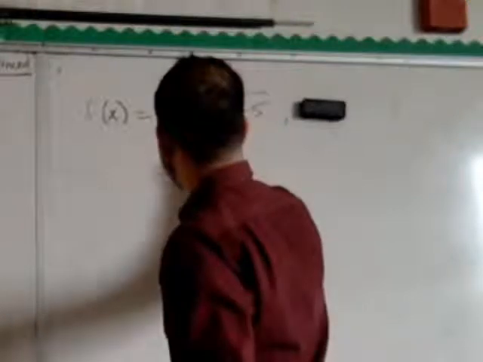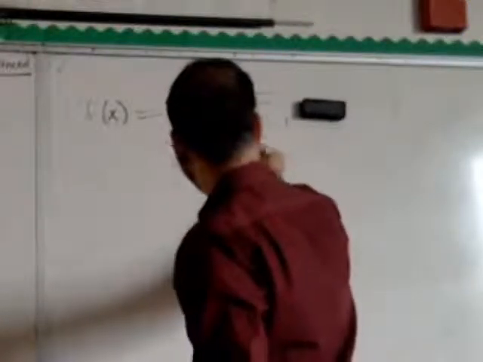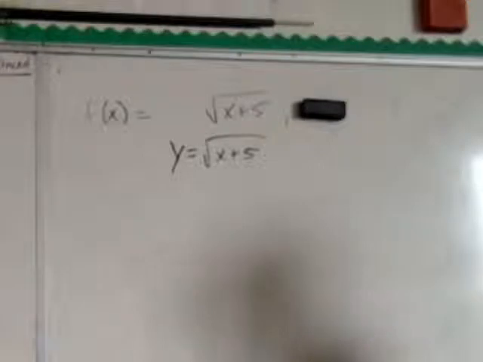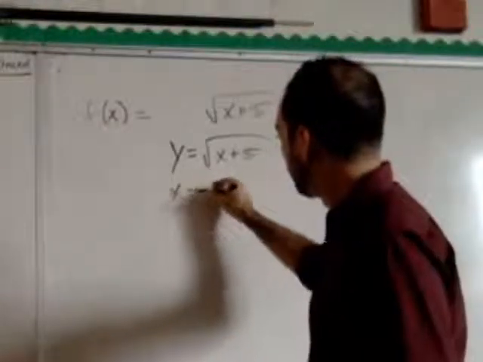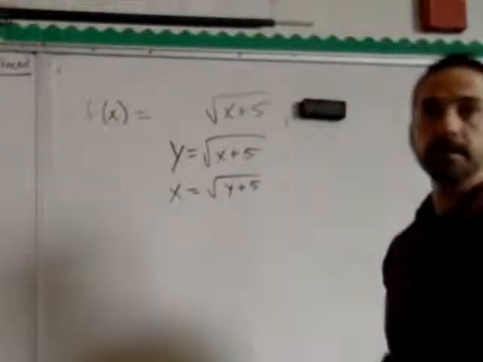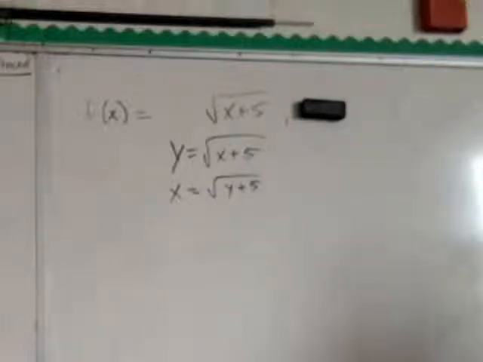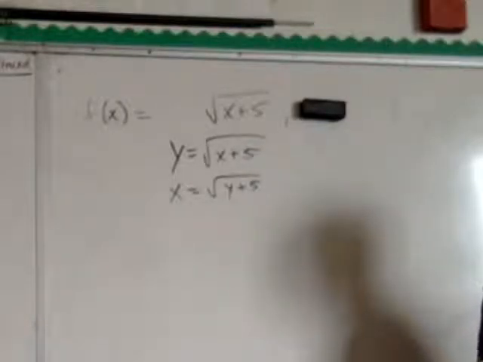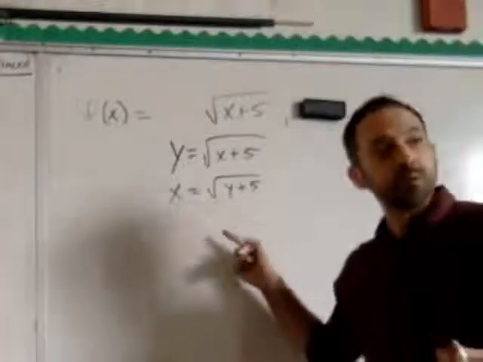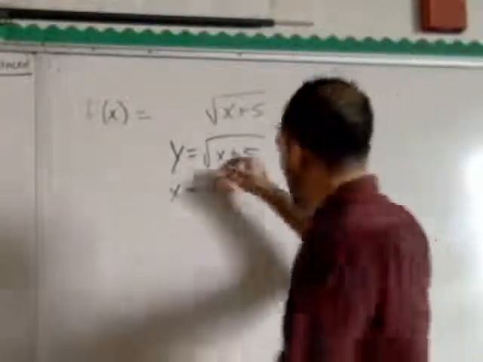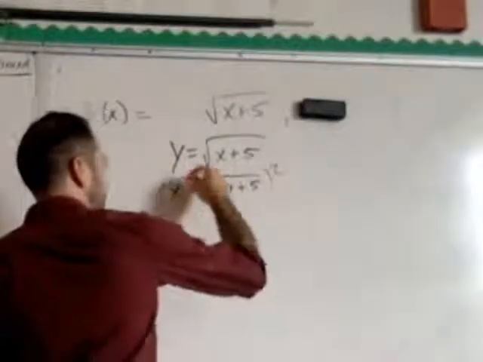So I'm just going to write that. Thank you. Jackie, what's next? Switch the x and y. Switch them. All right, that's perfect. Kaylin, how are we going to solve for y? What should we do next? Square the square root, both sides. All right. The opposite of squaring something is square rooting, and the opposite of square rooting is squaring. So we go in and square both sides.